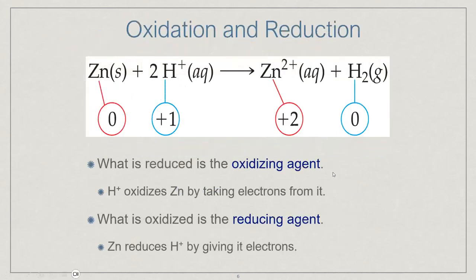And like I mentioned before, with these reactions, we can't have one of these processes occurring without the other. Because if something's losing electrons, something else has to be gaining it. They can't just be disappearing into a vacuum, never be seen again, or they can't just be appearing out of nowhere.